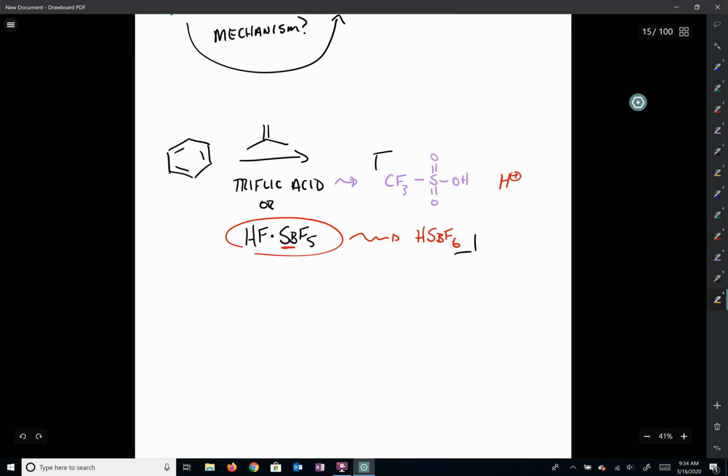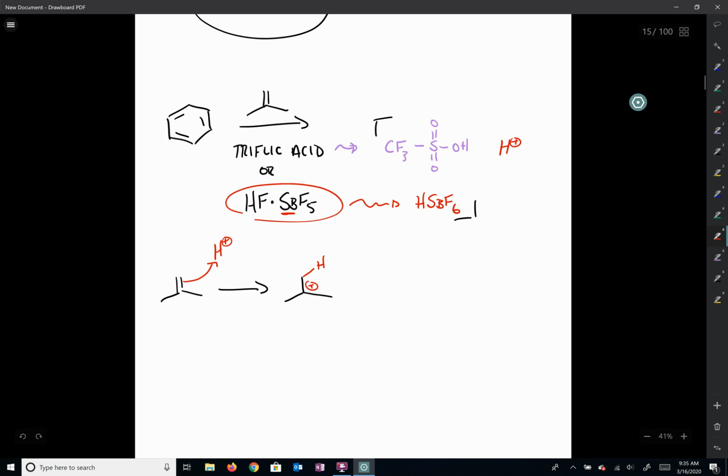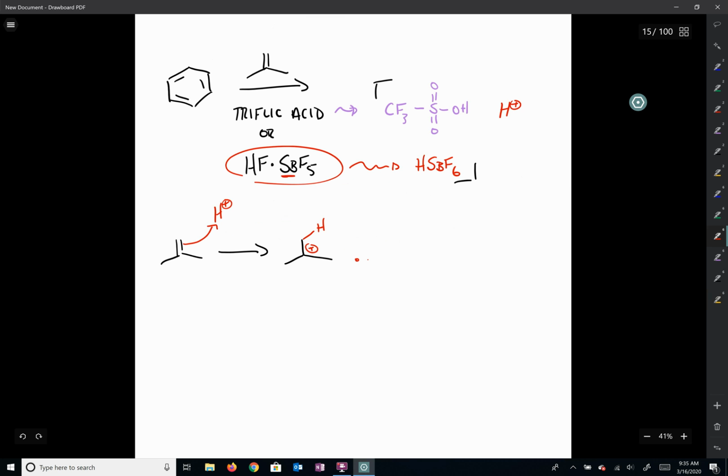Remember step 1, generate our cation. So we grab Mr. Alkene, and Mr. Alkene is going to react with acid. Just for emphasis, we do a Markovnikov addition. There's our cation, and dot, dot, dot. See if you can figure out the rest of what's going to happen here.